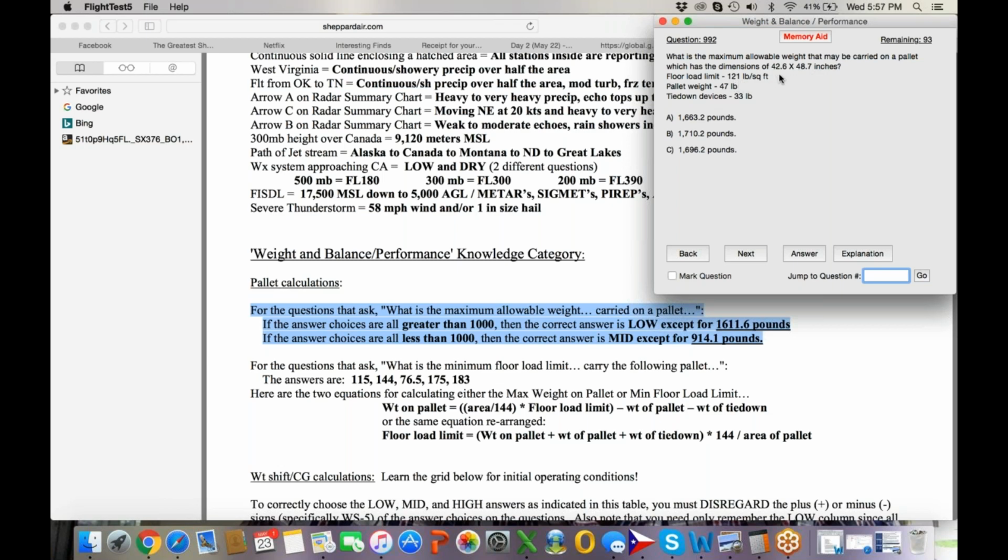Divided by 144. Oh, I'm sorry, 144. That's right, because a 12 by 12 inch, so 1 foot square, is going to be right. So 42.6 times 48.7 divided by 144, and then you multiply it by the 121. Then you subtract the pallet weight and the tie-down devices. So add those two together and subtract them from the total that you get here, and that's your answer.